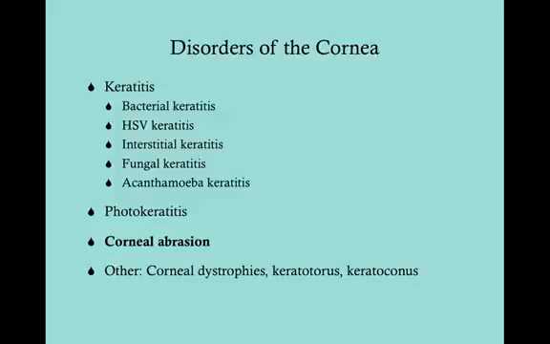So this falls under disorders of the cornea. Keratitis involves some inflammations of the cornea, which are infectious in origin. There's also photokeratitis, which is a kind of similar process, but it involves ultraviolet exposure. Corneal abrasion is going to be what we talk about here, and then there's also some other less common disorders of the cornea involving dystrophies, which are primarily genetic, and keratotorus and keratoconus.